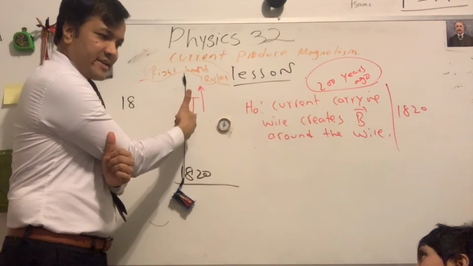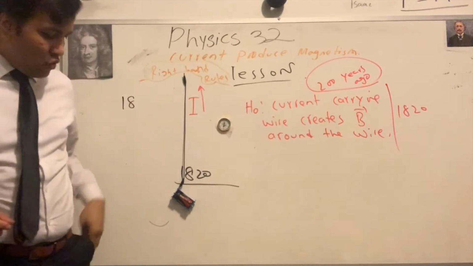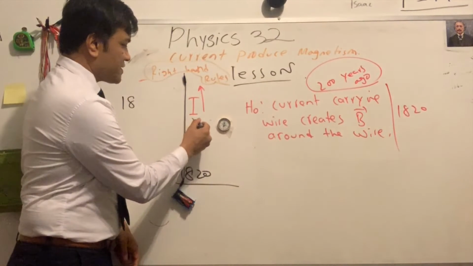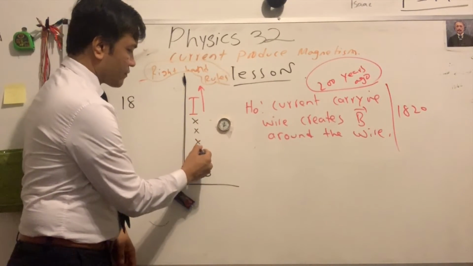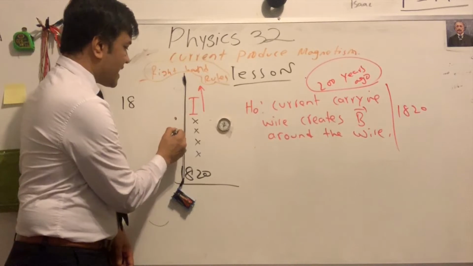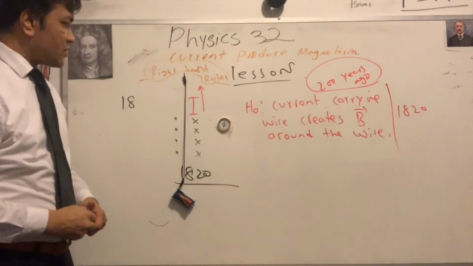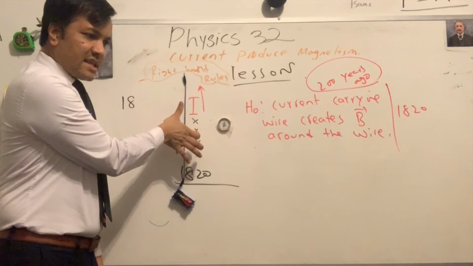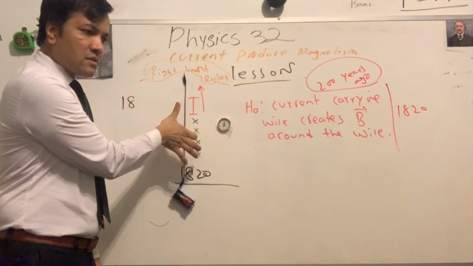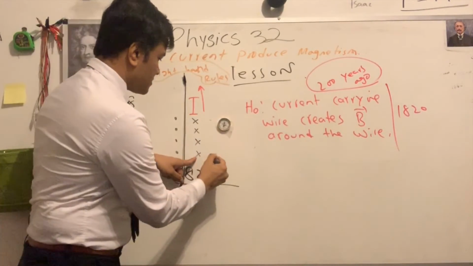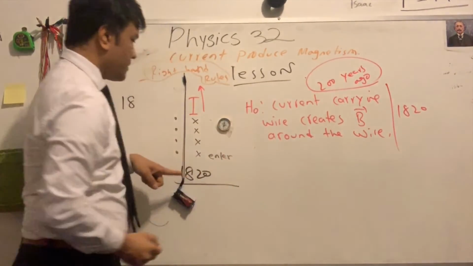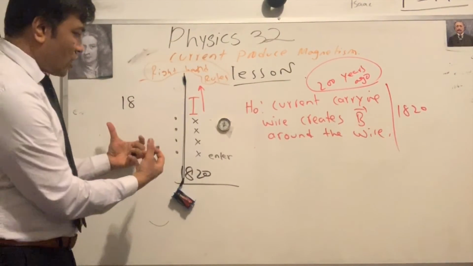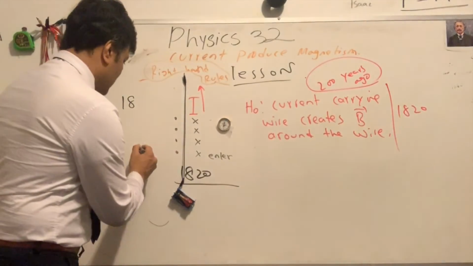So if you curl your fingers around the wire, thumbs up, what do you see? The magnetic field. That is the direction of the magnetic field. So this is the 2D version. What do the X's and the dots represent? Enter and exit? The X is into the board, and the dot is out of the board.